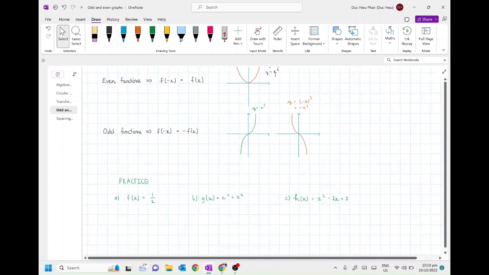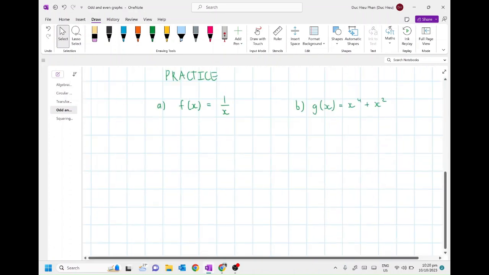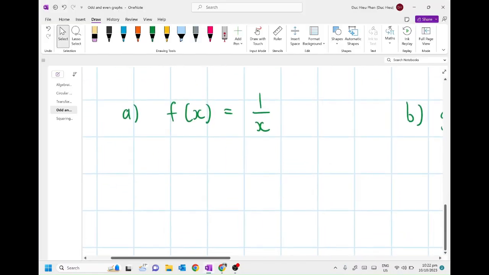And we're going to do some questions on this as practice, but make sure to remember these simple definitions. Sorry for the cut, guys.